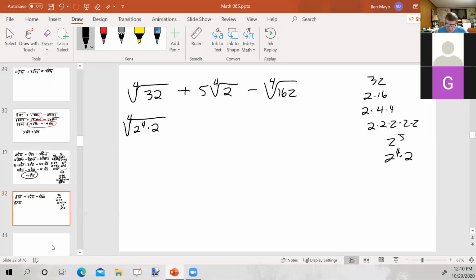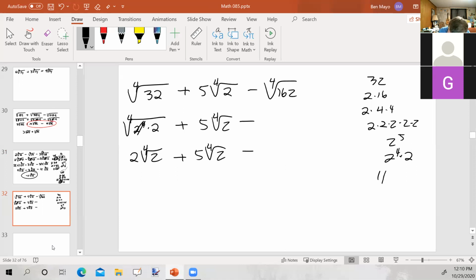Why did I do that? Because the 4th root of 2 to the 4th is nice. Next one, the fourth root of 2, I can't do anything with. So this basically is simplified as far as it's going to be. Because I can't take the 2 inside and break it down any further and get something to the fourth power.